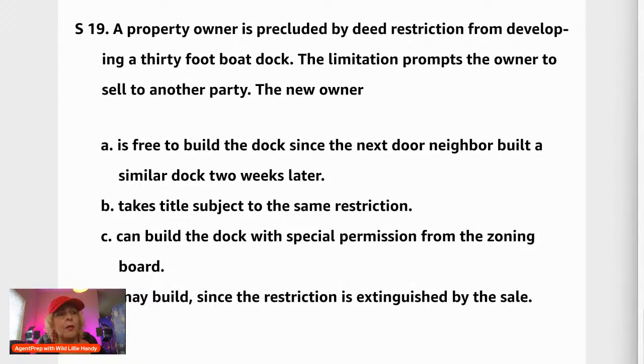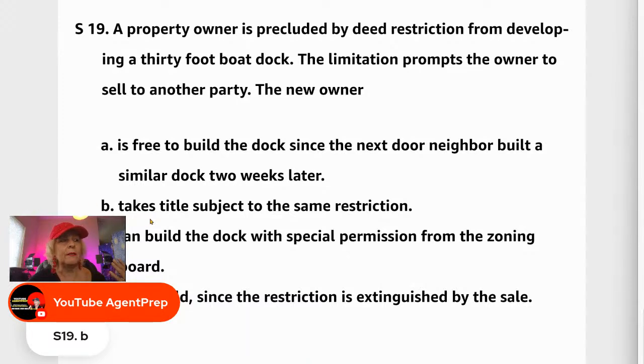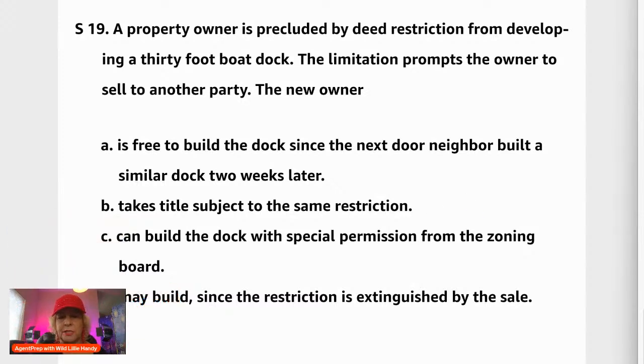However, the owner could go to the variance, the adjustment board, and ask for a variance, right? And that's what number C was trying to imply, that they went to a zoning board or asked for a variance, okay? However, the main important thing here is that the buyer takes title subject to the same restrictions. Doesn't matter who owns it, the restriction is there.